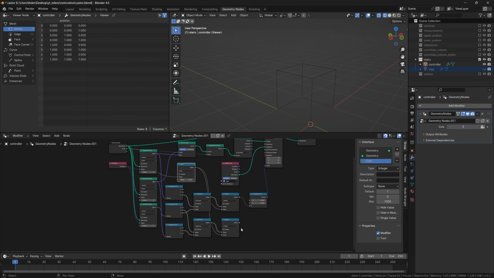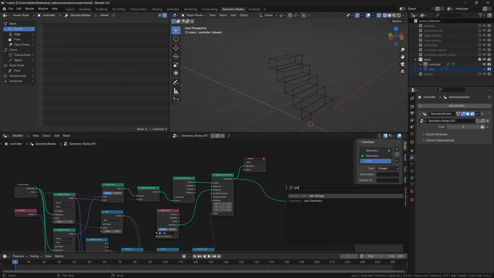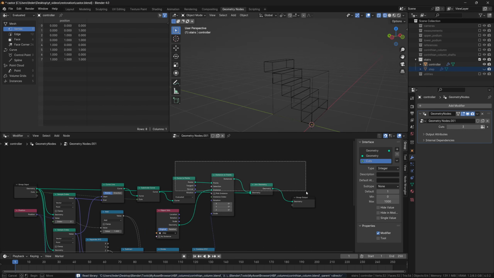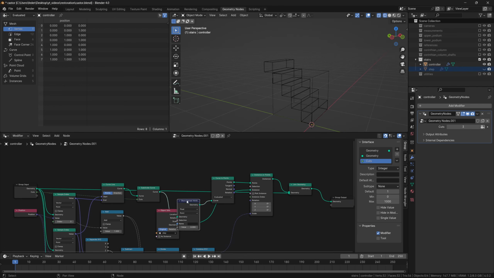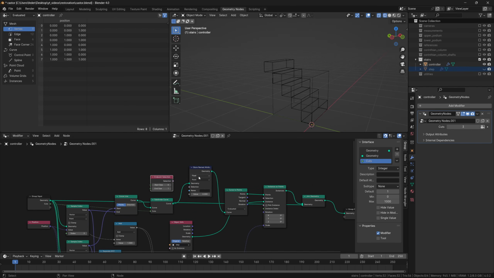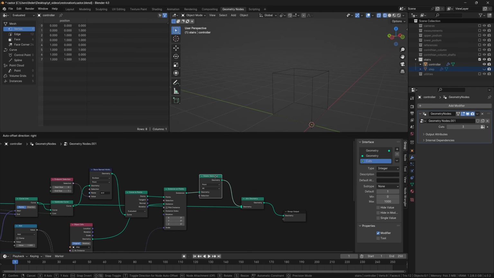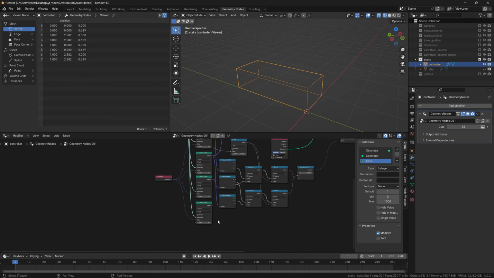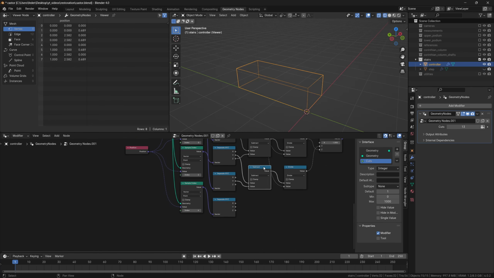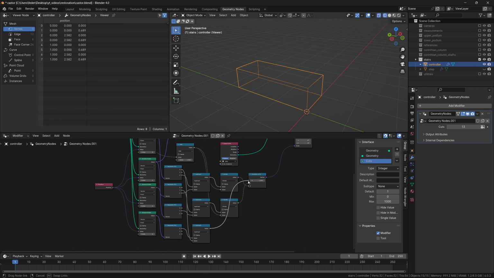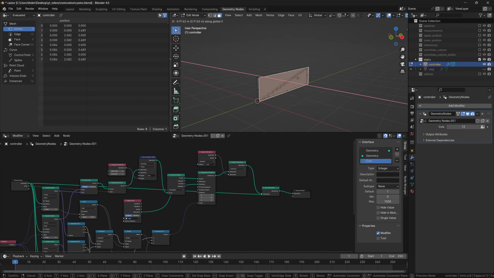Everything is good and fine, but if we join what we did so far back with the controller, we would notice that we have one step more than what we need. To get rid of that, it is enough to store an endpoint boolean value for the curve line with the store named attribute node and to add at the end of the chain a delete geometry node set on instance, where the selection would be that very same named attribute. Lastly, we can also link the dimension of the step on the x-axis to that of the controller in the same way we did for both the y and z-axis.